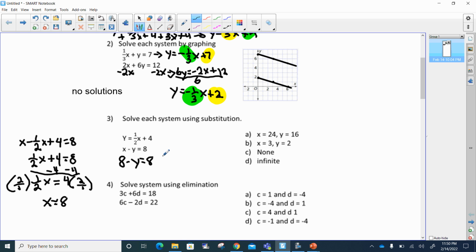So let's see here. We've got, well, I'm going to have to take y and bring it to this side. So it'll be a positive y. And that's going to give me 8 is equal to 8 plus y.